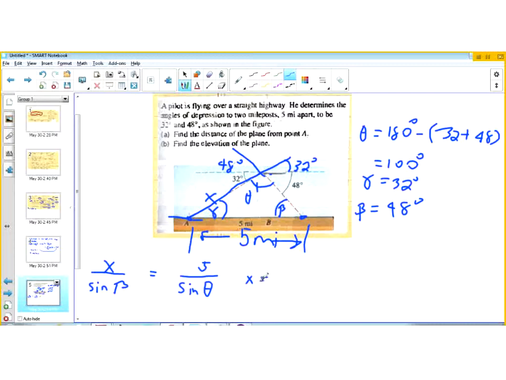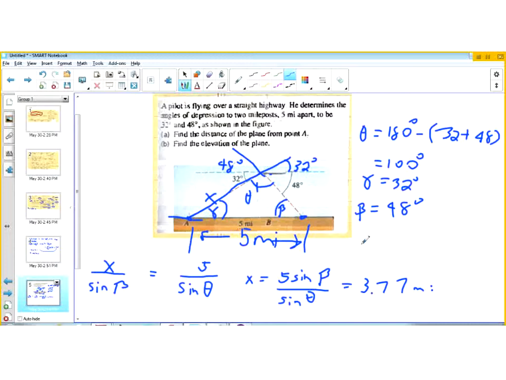So now we can solve for x. So x must equal 5 sine beta divided by the sine of theta. Okay, and so that would equal, when you plug it in using degree mode in your calculator, 3.77 miles.